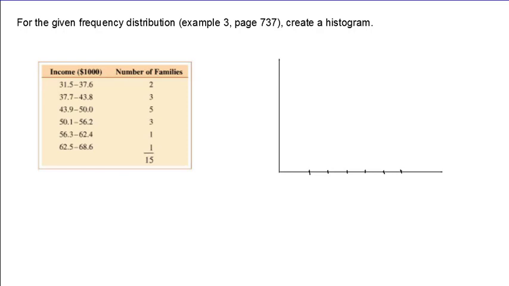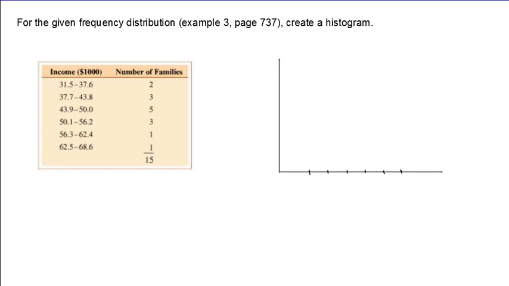All right, for the next problem that we are going to do, we are going to use a frequency distribution that was created in a previous example. This is example 3 from page 737 of the book. That's where this frequency distribution comes from.